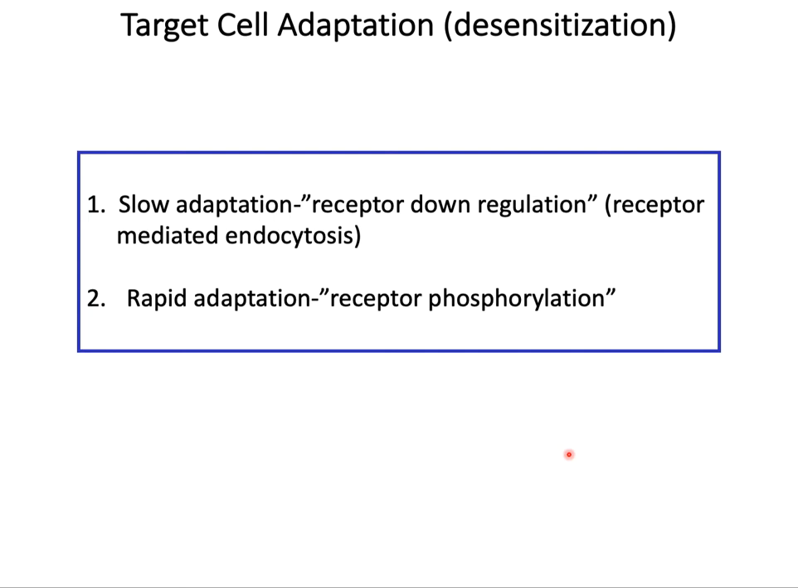One of these happens very slowly. It is called adaptation, or slow adaptation. We've actually seen this already, but we call this receptor downregulation or receptor-mediated endocytosis. I will show you in a slide in a minute that illustrates the slow adaptation, or receptor downregulation, and hopefully you will recognize that from a previous lecture. And then there is a rapid adaptation, which can come from receptor phosphorylation, and we will take a look at a couple of these examples.